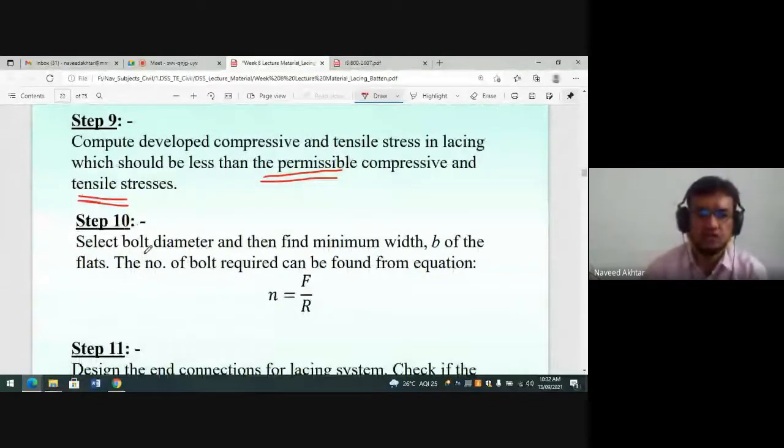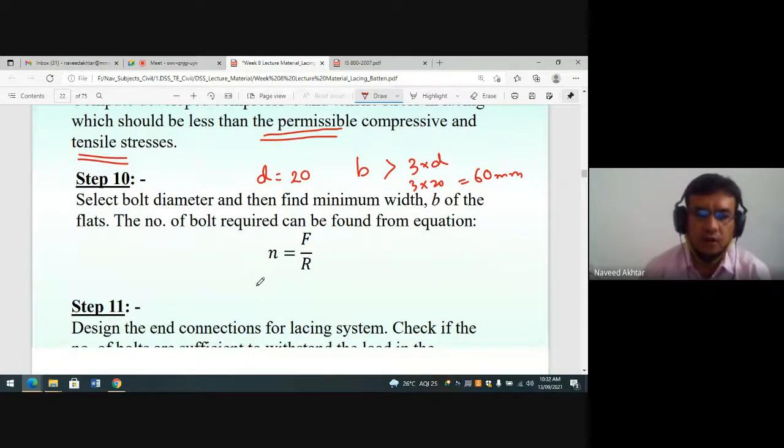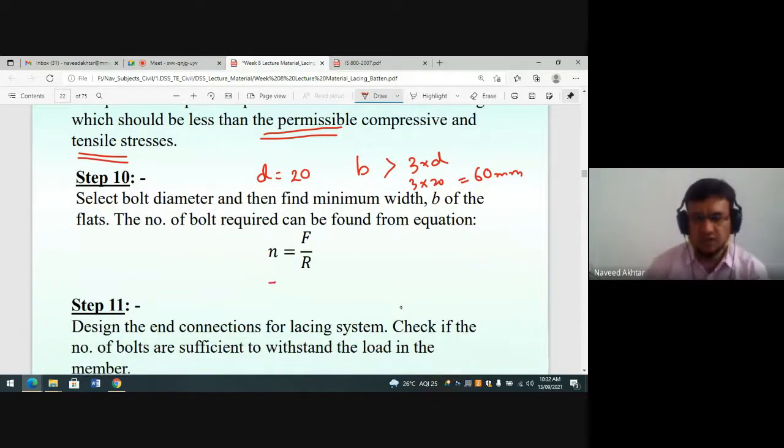Select bolt diameter D, and from this the minimum width of lacing bar should be greater than 3 times D. If you consider 20, then B is 3 into 20, it should be greater than 60 mm. Understood? Likewise, the number of bolts required can be found. Number of bolts required is n equals F by R, where F is the force in the lacing bar and R is the bolt value, the minimum shearing strength or bearing strength of the bolt.